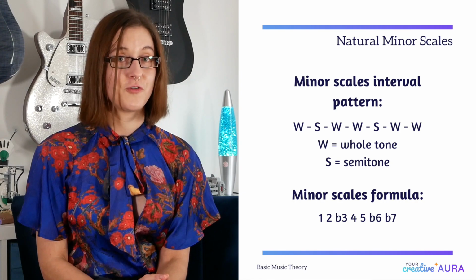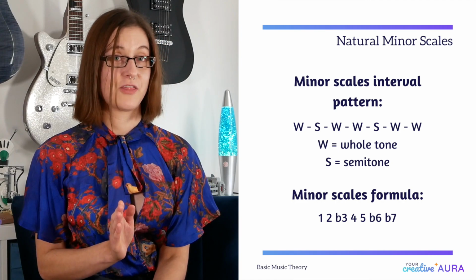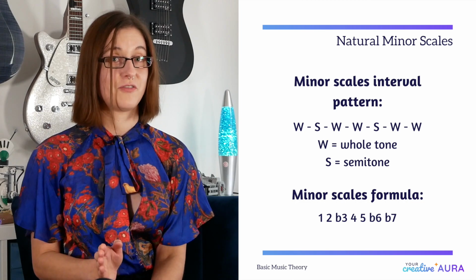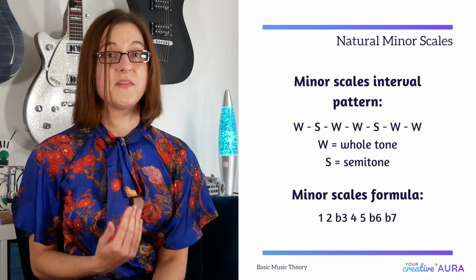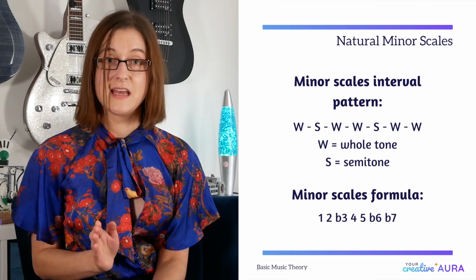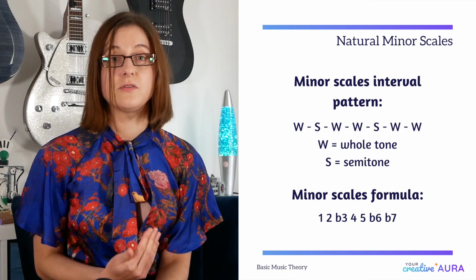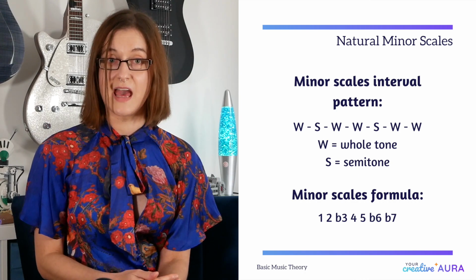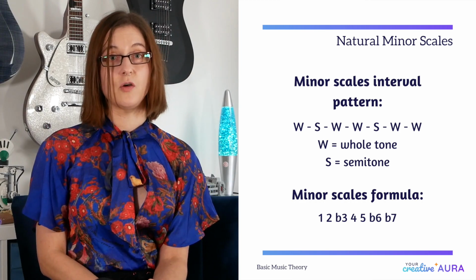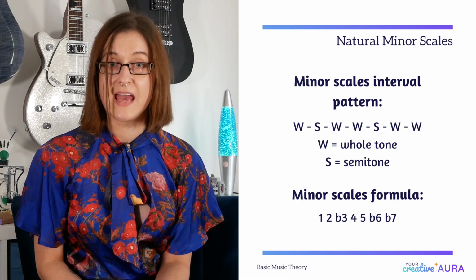Minor scales have the formula 1, 2, flat 3, 4, 5, flat 6 and flat 7. Now what this means is that the 3rd, the 6th and the 7th note in the scale is a semitone lower than the note appears in the major scale, starting at the same key. So the example below is creating a natural minor scale starting at the key of A.